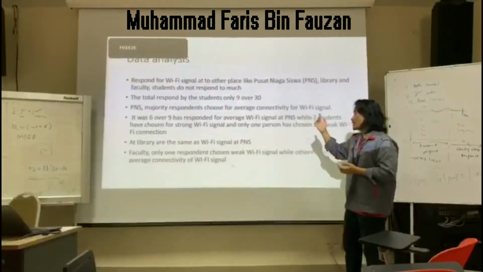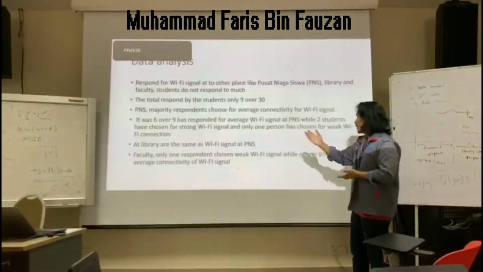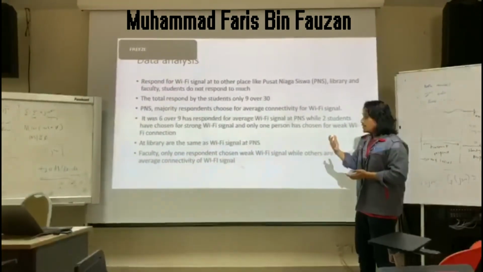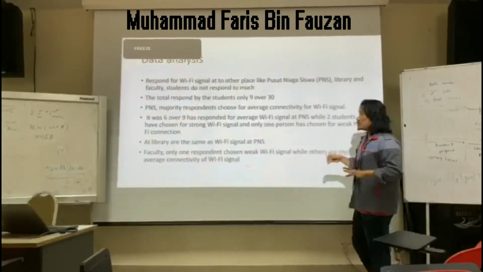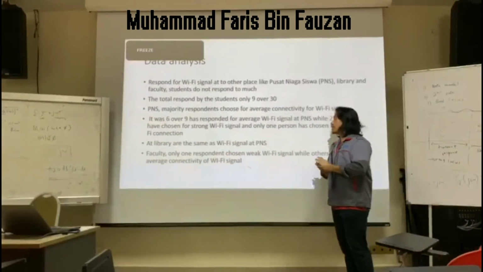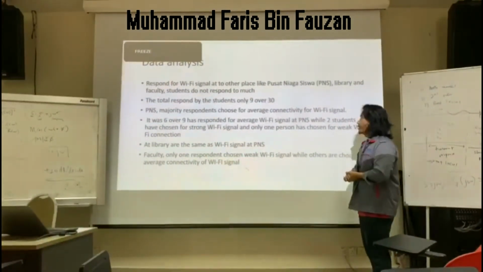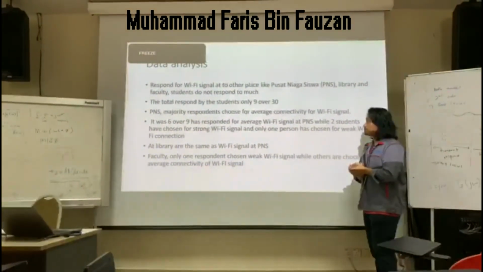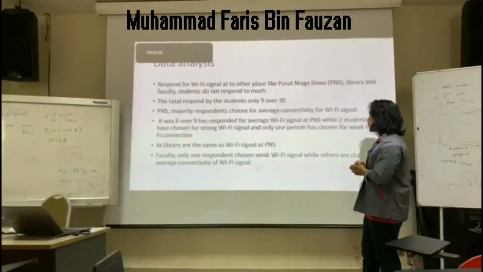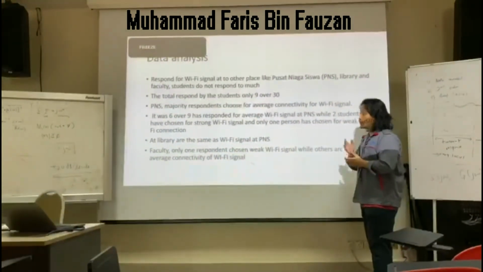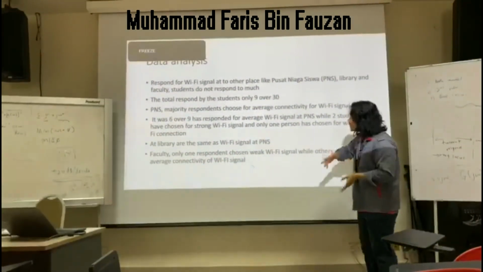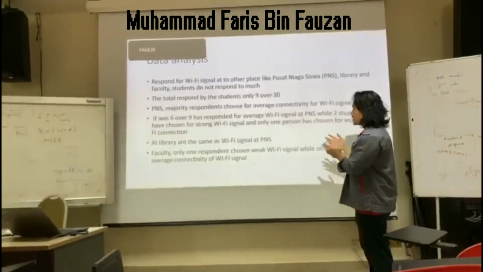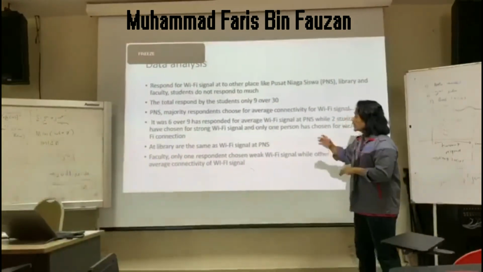So you can see it's just 9 people, and for the NS, the majority, 6 between 9, chose average Wi-Fi signal, and only 2 for the strong Wi-Fi and 1 for the weak Wi-Fi connection. It's the same for the survey and library. This is the same data.